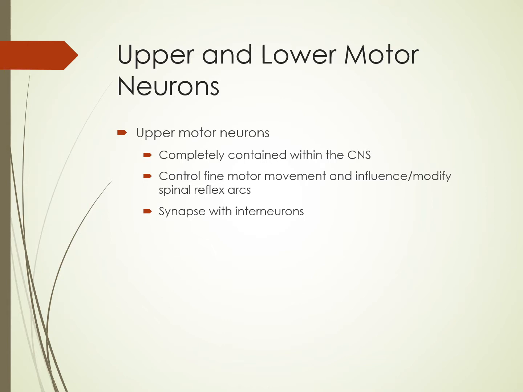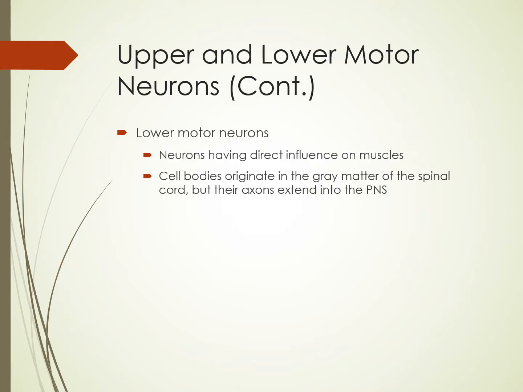Upper motor neurons are completely contained within the CNS, and they control fine motor movement and influence and modify the spinal reflex arc. They function with synapse and interneuron reactions. Lower motor neurons have direct influence on muscles. Cell bodies originate in the gray matter of the spinal cord, but their axons extend into the peripheral nervous system.